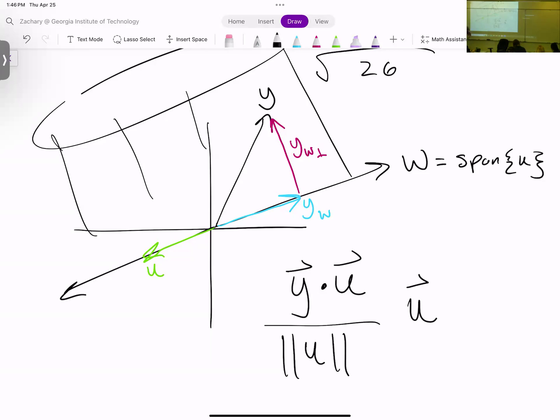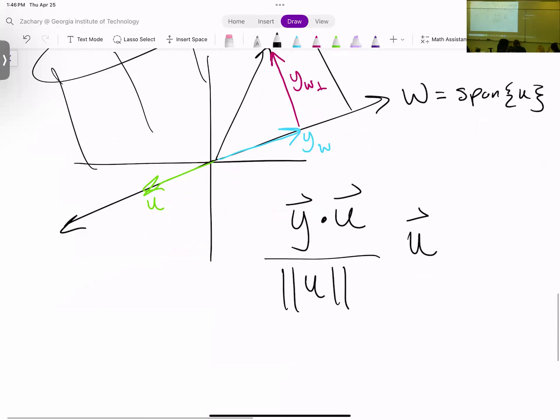Okay, we have to do the same thing. We have to normalize it. So we once again divide by the magnitude of U. We get this lovely equation. It's probably familiar to you. You've probably seen it in slides or stuff like that. So this is the easiest way to find YW.